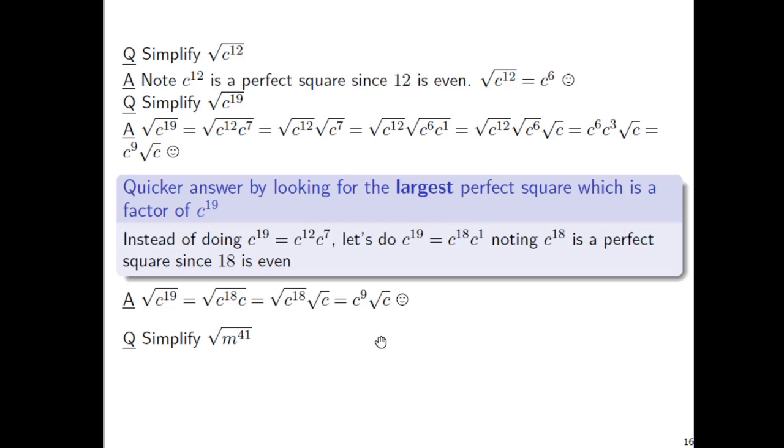Root m to the 41st. 41 is not even, but the largest even number that is smaller than 41 is 40, just one unit smaller. So let's think of this as root m to the 40th times m. Then use the true formula to split this as root m to the 40th times root m. And then the root m to the 40th factor will simplify to m to the 20th, no longer in a radical.